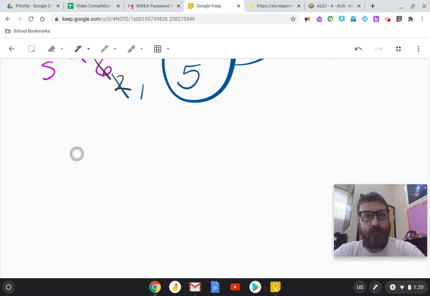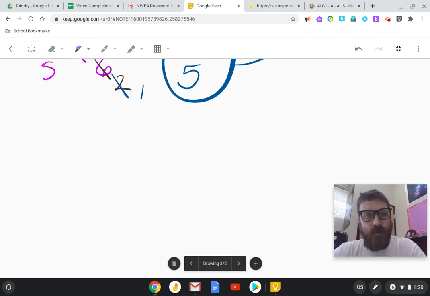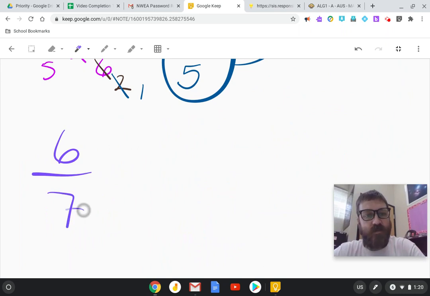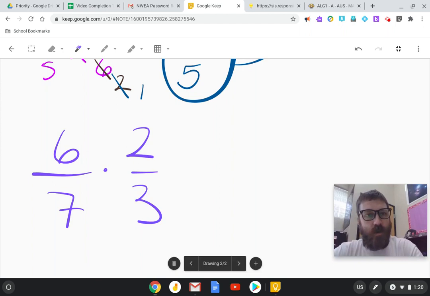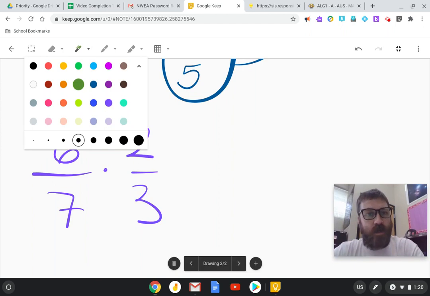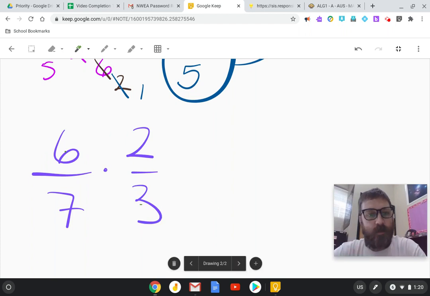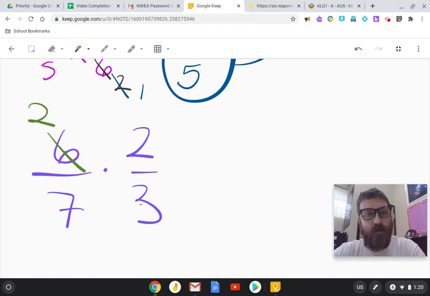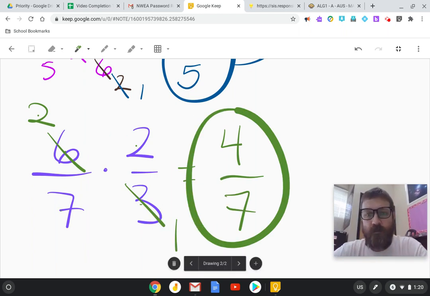So let me do one more example. Let's say I have 6/7 times 2/3. Again, we look at our fraction and maybe we recognize that 6 and 3 are both divisible by 3. So this reduces to a 2. This reduces to a 1. 2 times 2 is 4. 7 times 1 is 7. And there's the final answer.